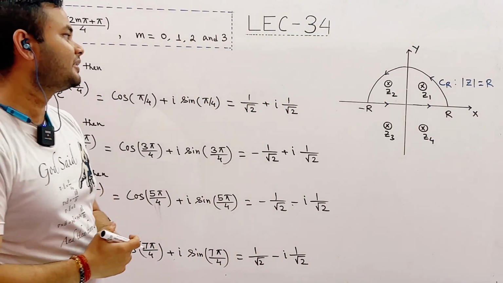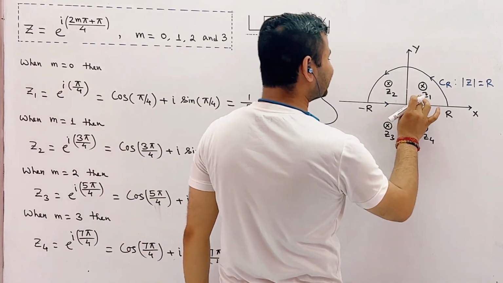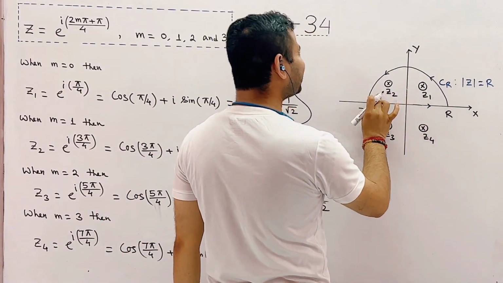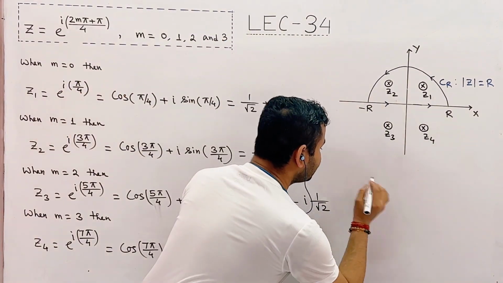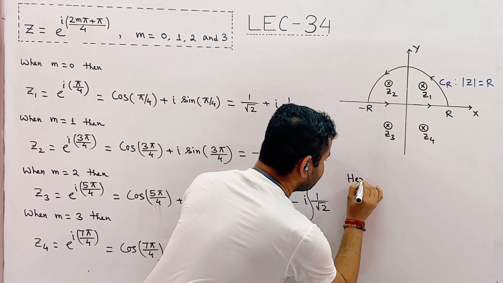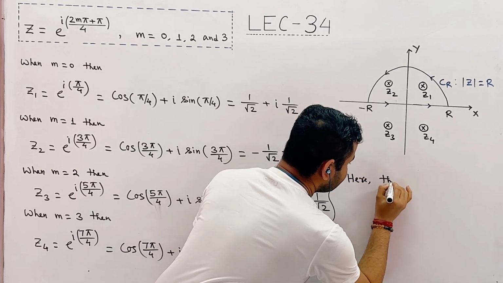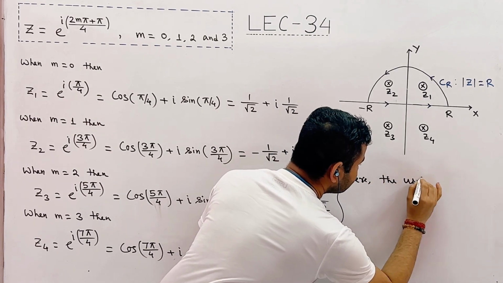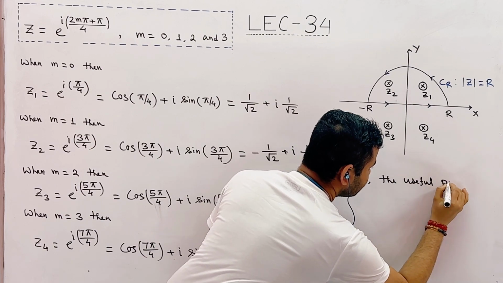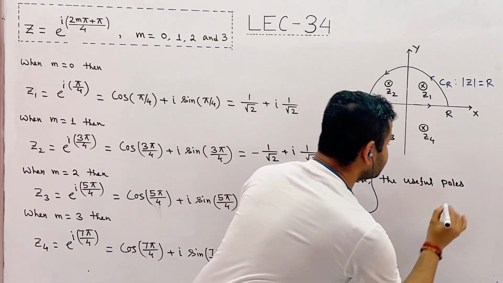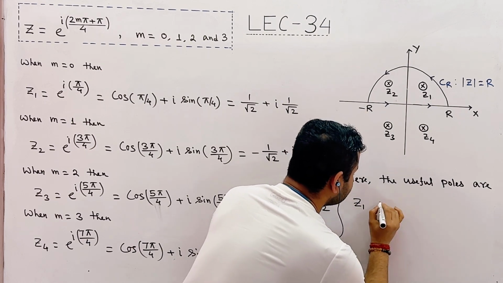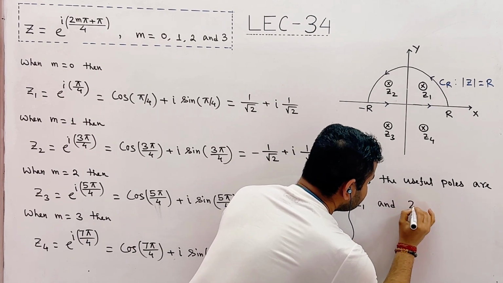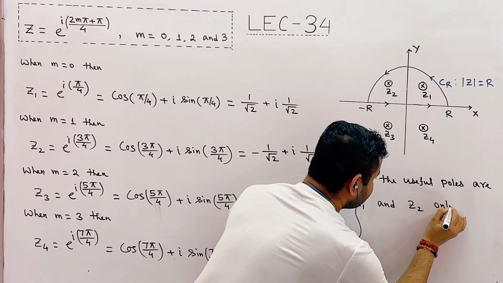So, therefore, we need to find out the residue at z equal to z1 and the residue at z equal to z2 only. Now, let me write these points. Here the useful poles are z1 and z2 only. Okay?